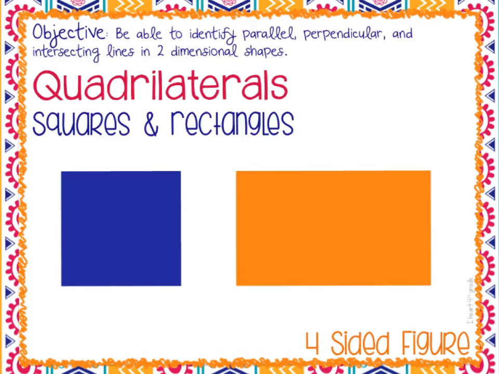Moving on to quadrilaterals. Here we have a square and a rectangle. What type of lines do you see? I see two sets of parallel lines, and I see two sets of perpendicular lines. Is that the same for a rectangle?